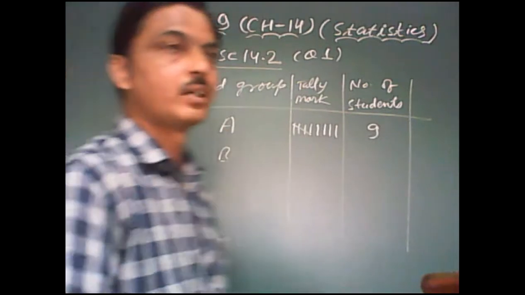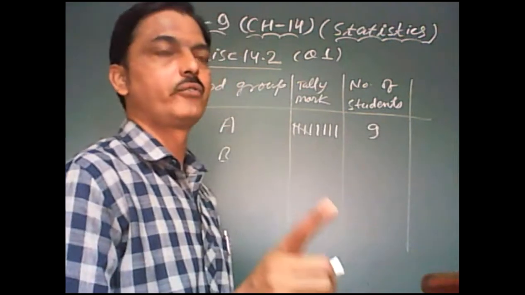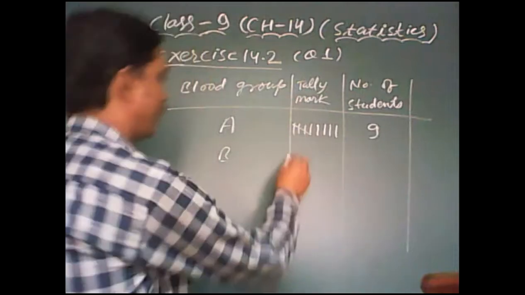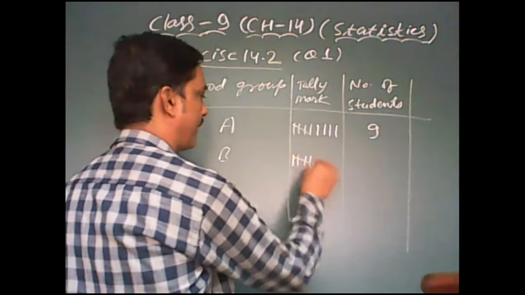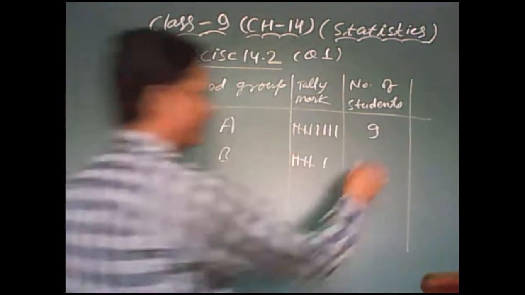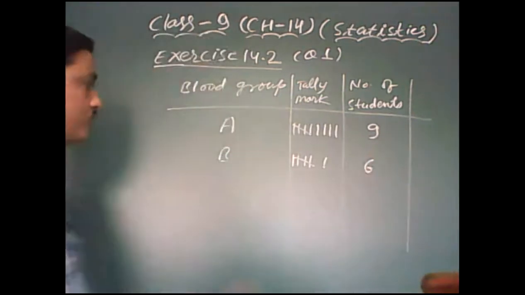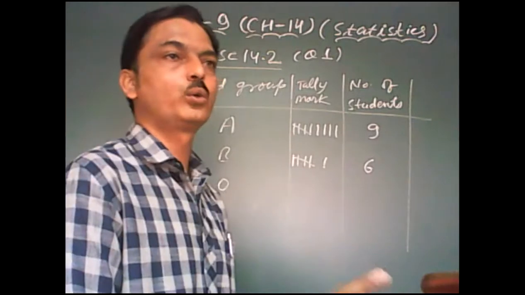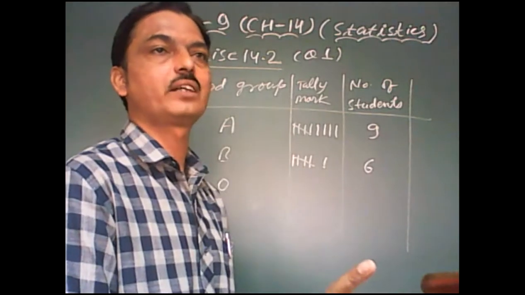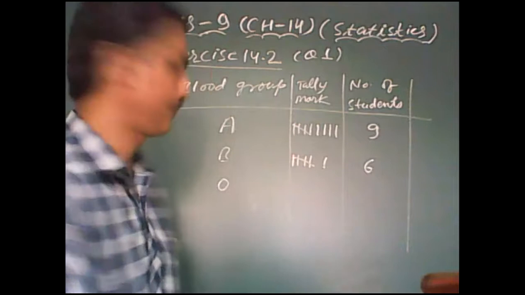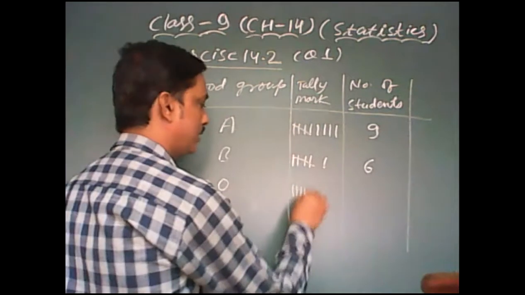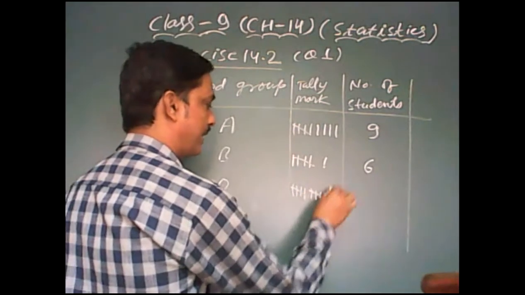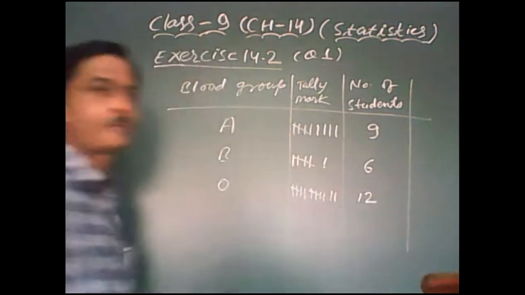Count B. Here is 1, 2, 3, 4, 5, and 6. So how can we represent 5 and then 6? The next blood group is what? O. Now count O. 1, 2, 3, 4, 5, 6, 7, 8, 9, 10, 11, 12. How do we represent 12? 5, 10, 11, 12.